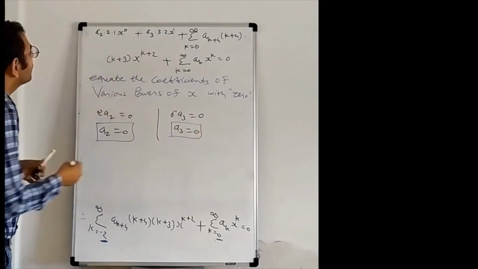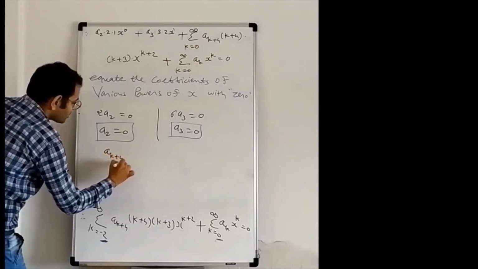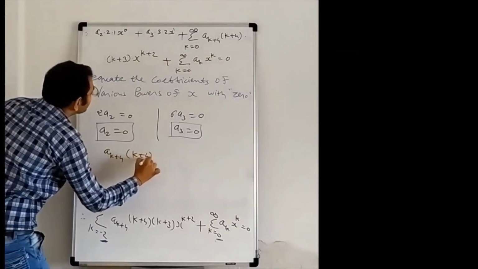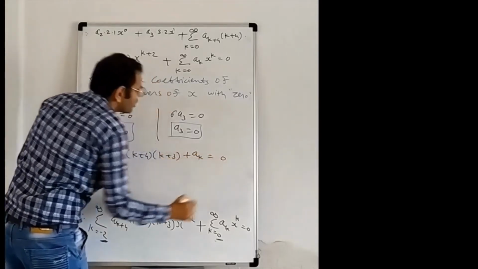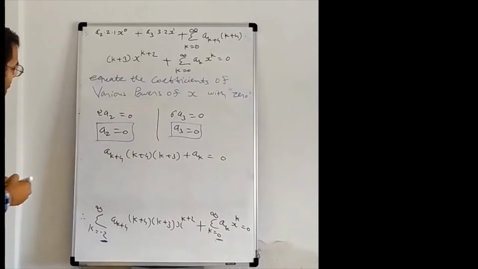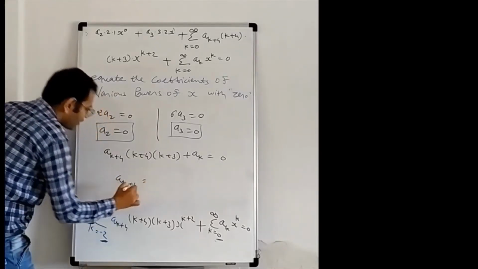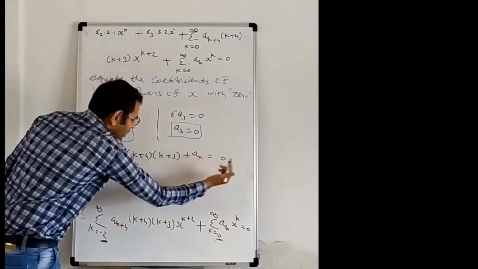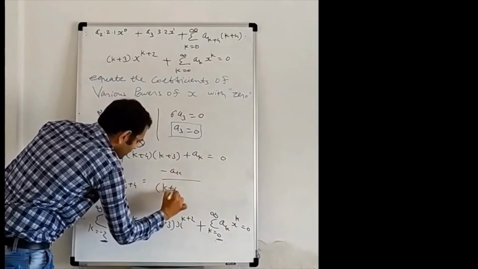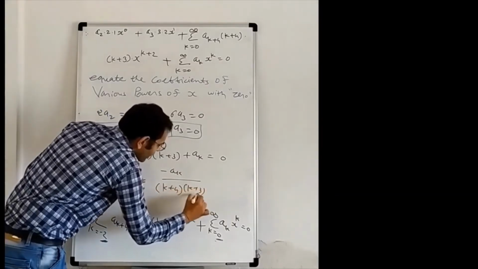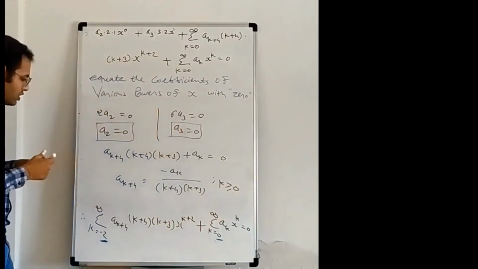Now another equation is a_{k+4}(k+4)(k+3) + a_k = 0. Now make a_{k+4} the subject. Then a_{k+4} equals, with a_k going to that side, minus a_k divided by (k+4)(k+3), where k is greater than or equal to 0.